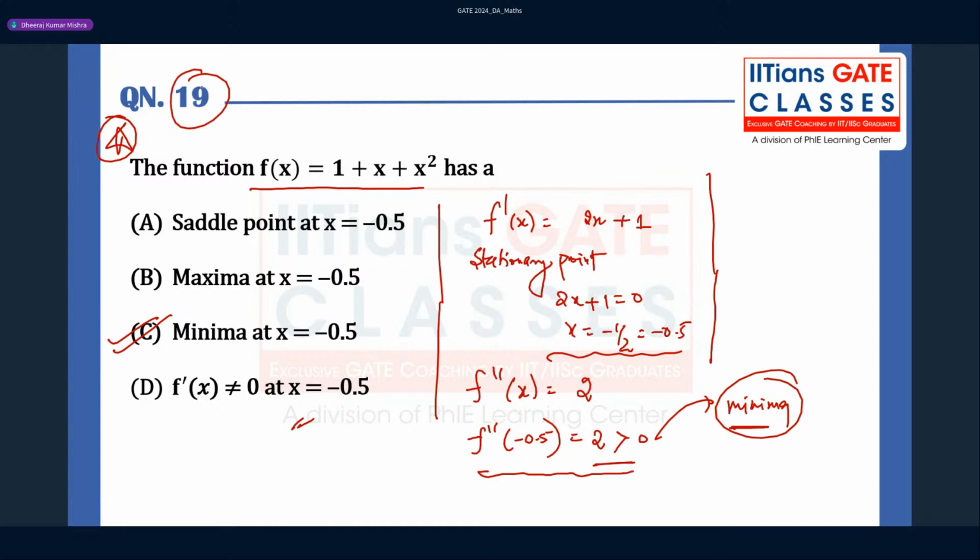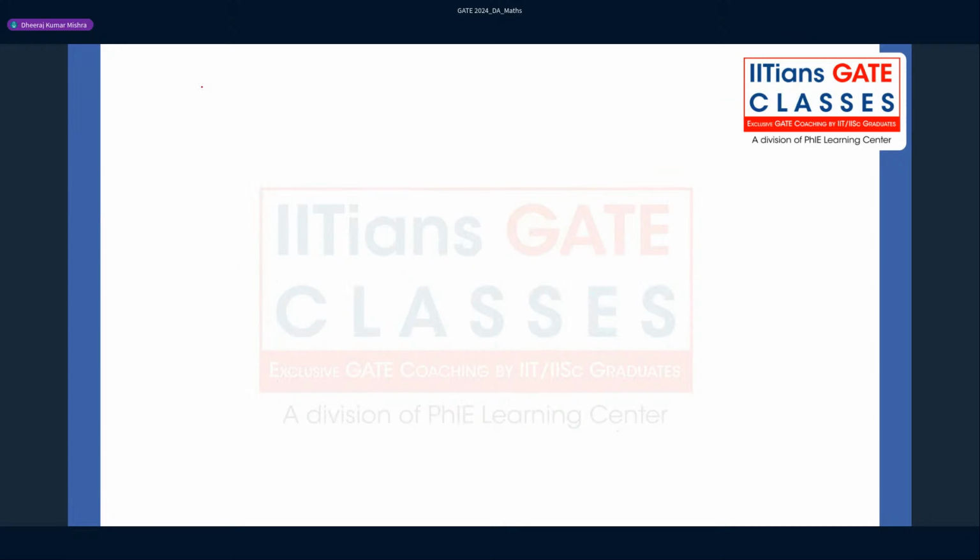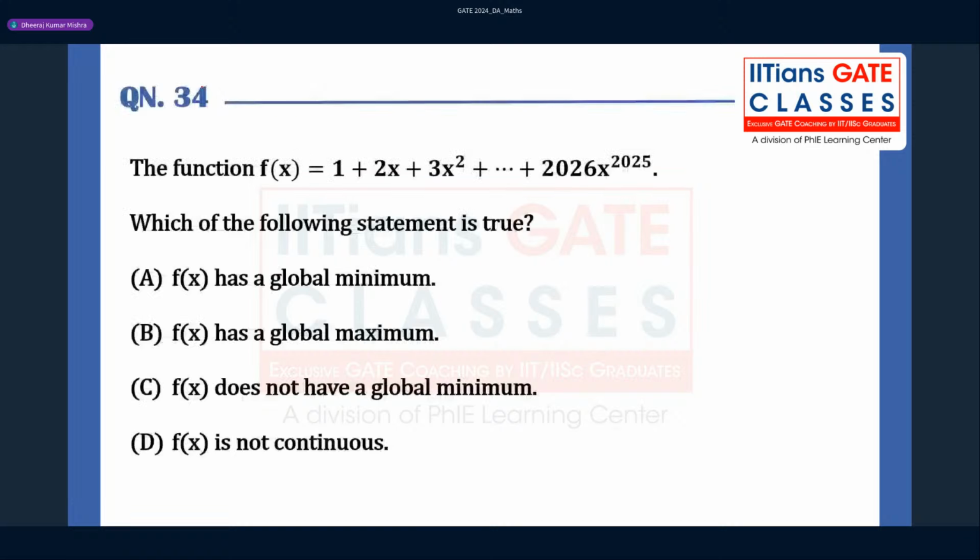So you should know this perfect algorithm: whenever you want to find minima or maxima, you have to go for the first derivative, then the second derivative. Fine. And this is one of the amazing questions where your conventional approach is going to fail.